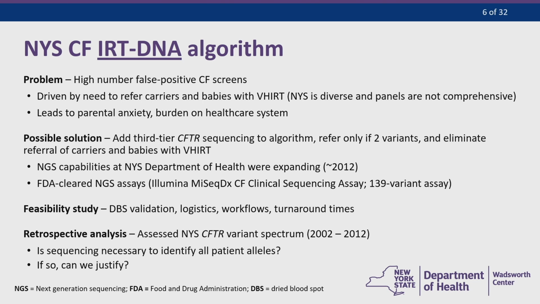We assessed logistics and workflows, making sure that we could return results in a reasonable turnaround time. And we also, at the same time, started looking at our New York State CF variant spectrum. So we took an 11-year data set, identified all the confirmed cases, and tested them using these platforms and said, is sequencing necessary to identify all New York State patient alleles? And if it is necessary, can we justify adding sequencing to our algorithm?